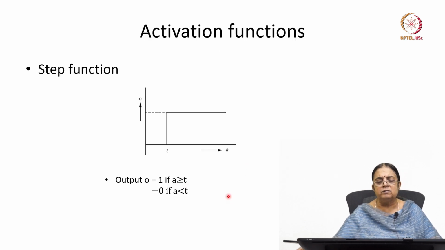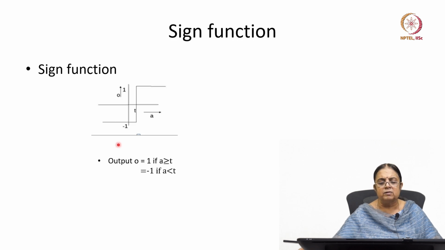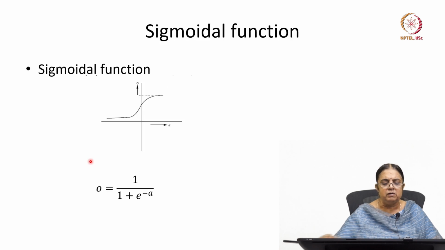Let us look at some more activation functions. We saw this, right. Here you have a threshold value t, and you are saying that if your output is greater than or equal to t, then it's 1, otherwise it is 0. And here this is a sign function where it's not 0 but plus 1 or minus 1. Sigmoidal we already saw, where you are getting a continuous value between 0 and 1. It could be any value between 0 and 1.